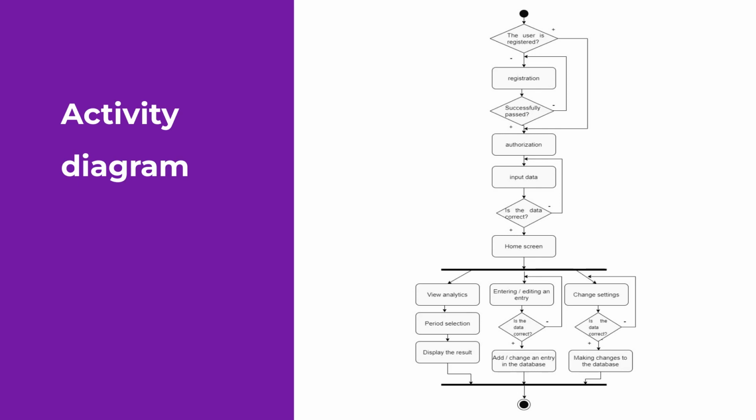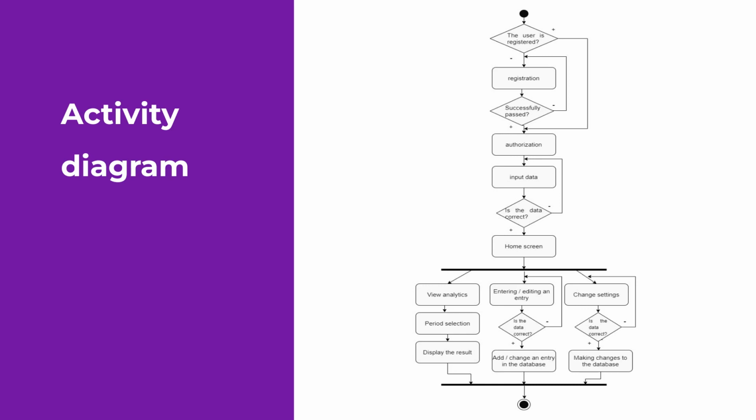First, the user gets to the authorization screen. If he is registered, he can immediately pass it and get to the main screen. Otherwise, it is necessary to go through the registration process by filling out a standard form. The entered data are checked for validity and entered into the appropriate collection in the database.